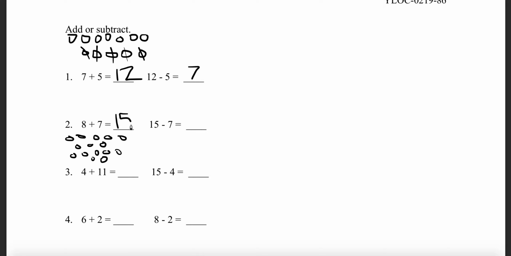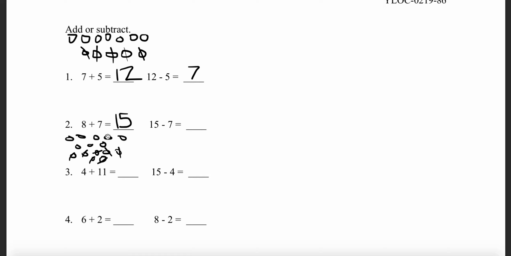And then let's do the second problem, which is a subtraction question. So 15 minus 7 equals, so let's cross out 7. So 1, 2, 3, 4, 5, 6, 7. How many circles remain solid?